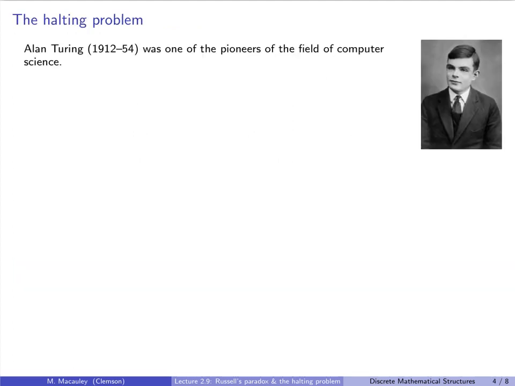And now we come to the second part of the title of this lecture, which is the halting problem. Alan Turing, born in 1912, died in 1954, was one of the pioneers of the field of computer science. It's not clear when the first computer was built because it's not clear how to define what a computer is, but I think a consensus on Google tells me that it was done by Charles Babbage in the late 1800s. But Alan Turing is often called the father of theoretical computer science because of the halting problem.